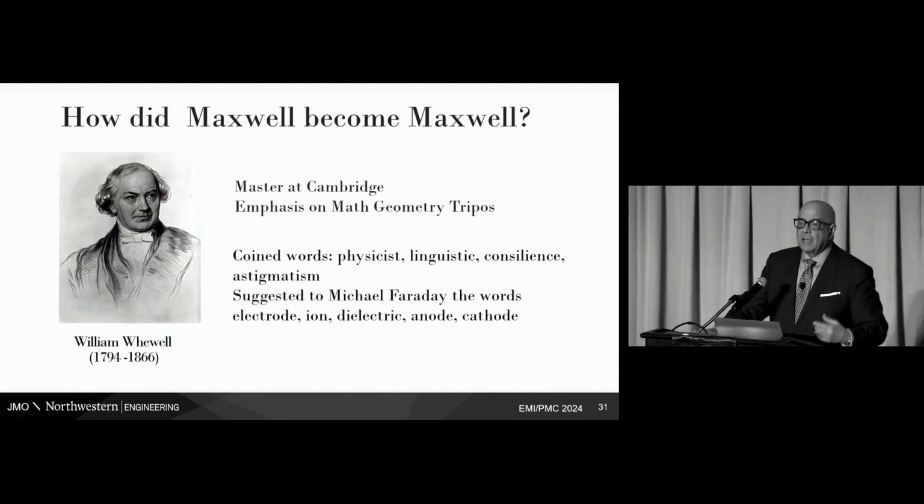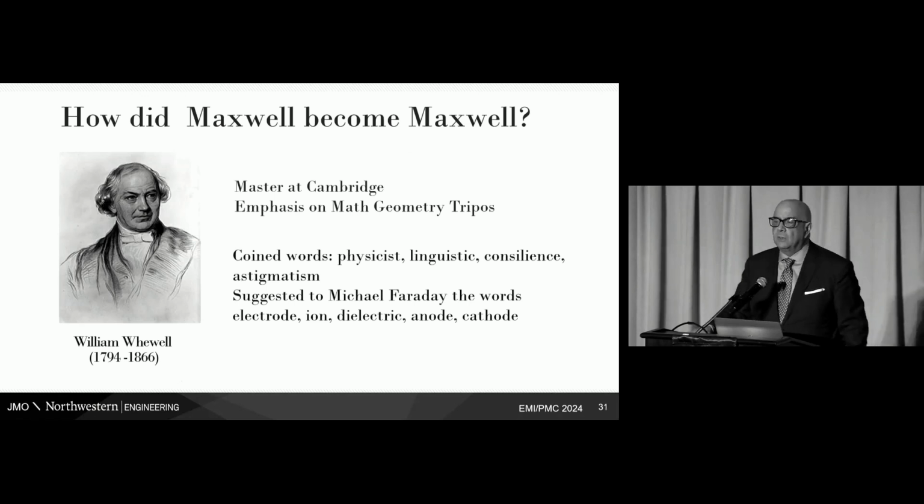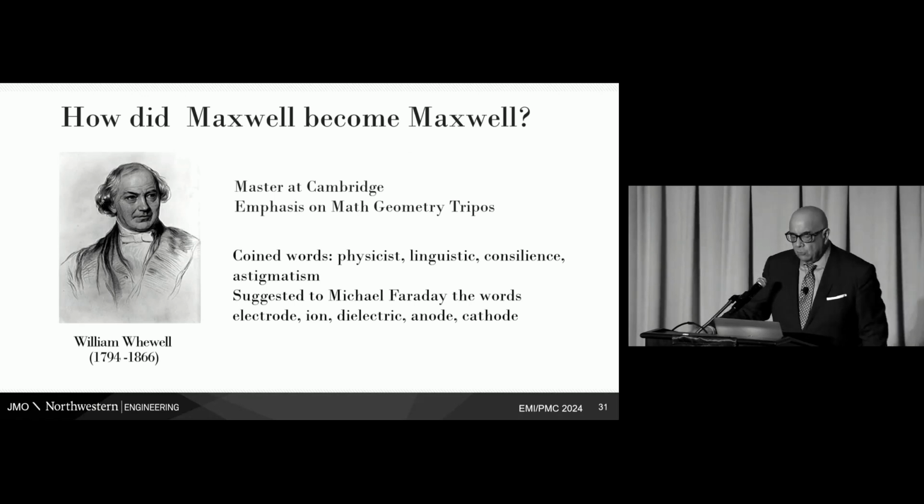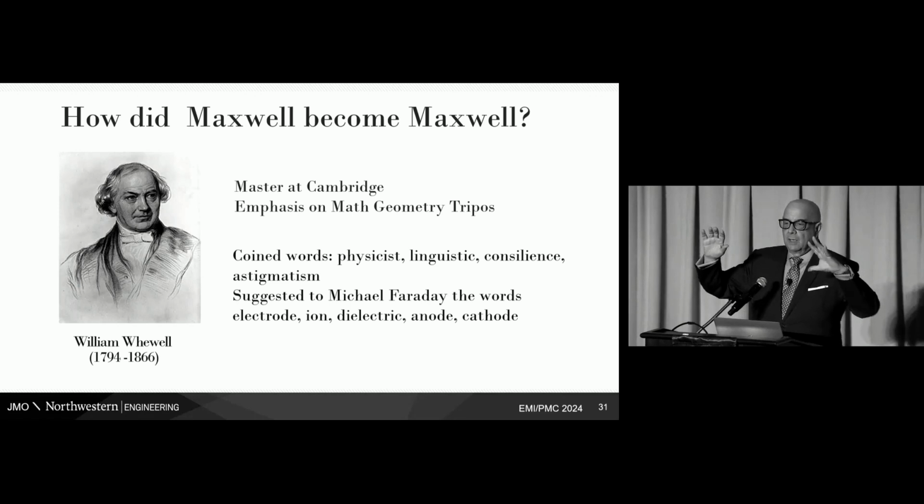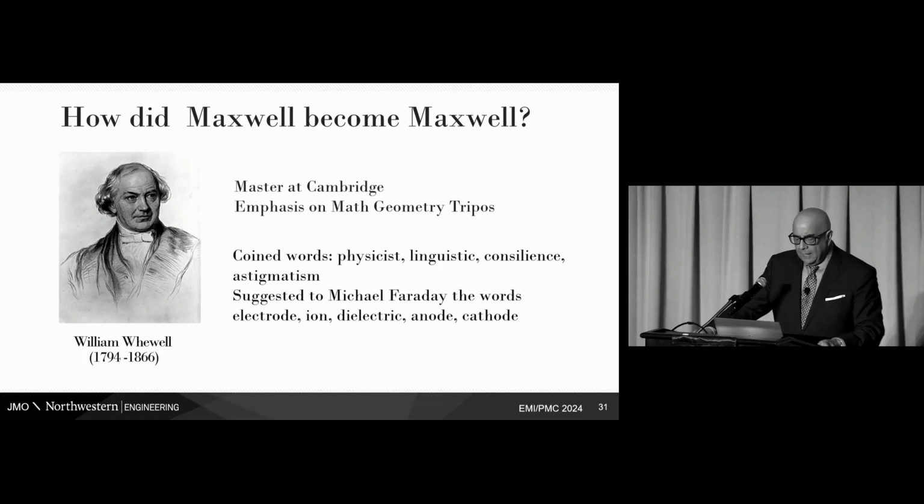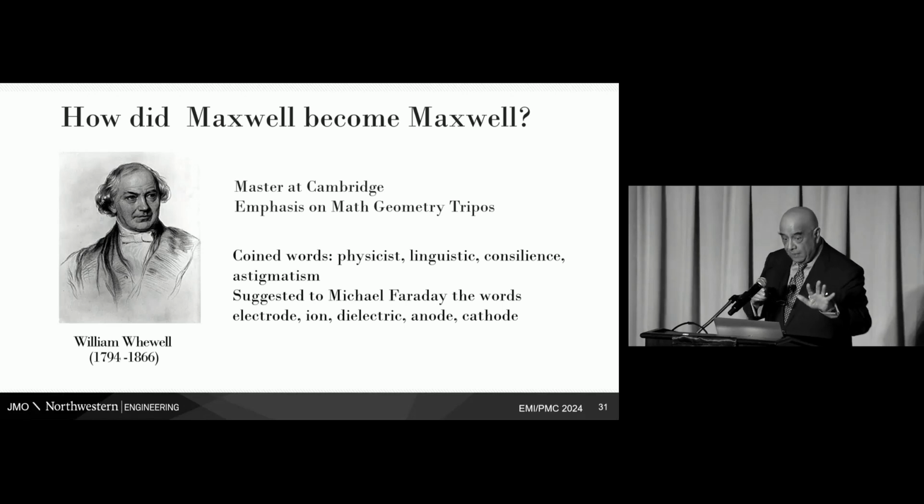So how did Maxwell become Maxwell? Some people argue that a big influence on Maxwell was this guy, William Whewell. William Whewell was the master of the college where Maxwell arrived in Cambridge, and was a remarkable guy. He was remarkably good at coming up with concepts. He invented the word physicist.